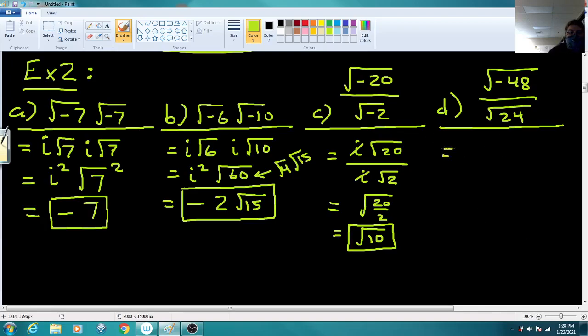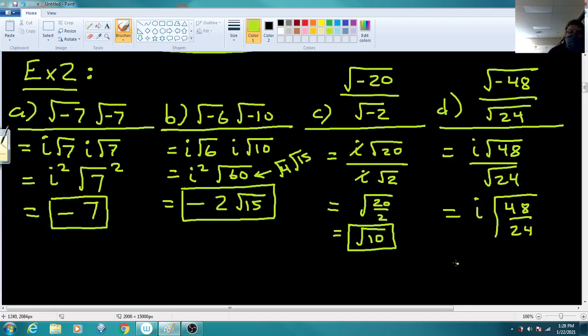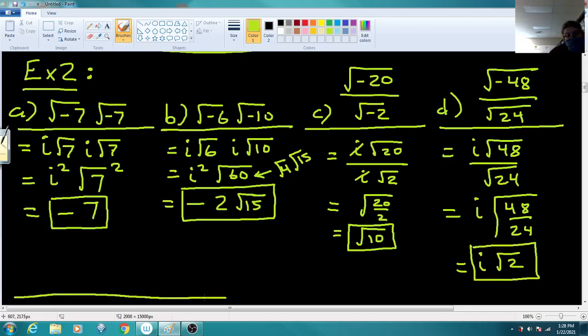And finally for part D, we get i square root of 48 divided by the square root of 24. These are both square roots of positive numbers, so we could say this is i times the square root of 48 over 24. And 48 divided by 24 is 2. So we get i square root of 2 for that one, and we would say that is our answer there. And as far as the face-to-face class, this is as far as we got.